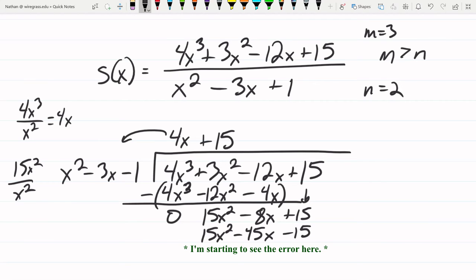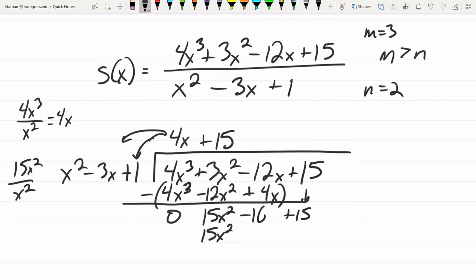minus 15. Oh, there's an error in here. We have 4x times, this is supposed to be plus 1 here. 4x plus 1 gives us plus 4x. And negative 12 minus 4x gives us negative 16x. And now we can continue still doing the same thing. 15 in there, 15x squared. 15 times -3 is negative 45x still. And then 15 times 1 is plus 15. We can subtract these.